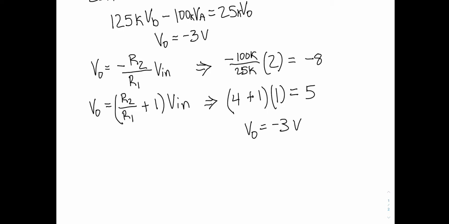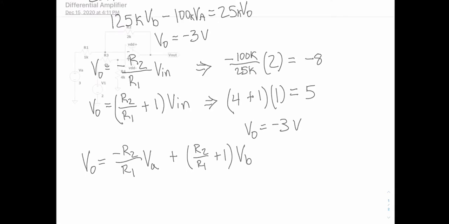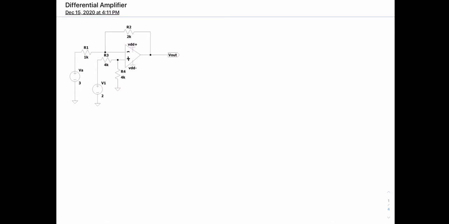Therefore, our final equation for Vout is going to be equal to negative R2 over R1 times VA plus R2 over R1 plus 1 times VB. So now, using a slightly more complicated setup, we can use our formula from before to easily find what the voltage at the output will be.